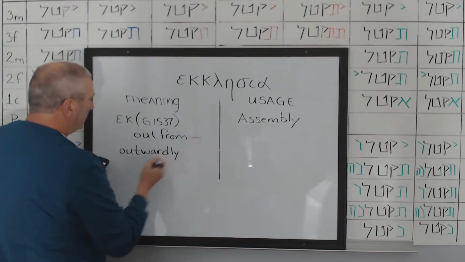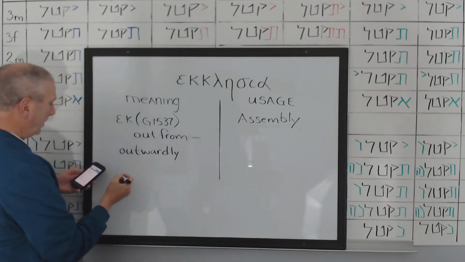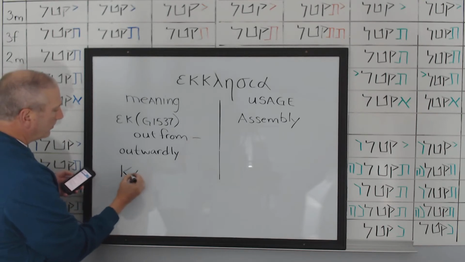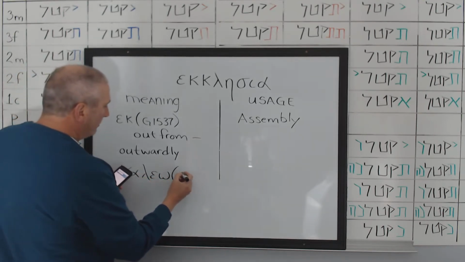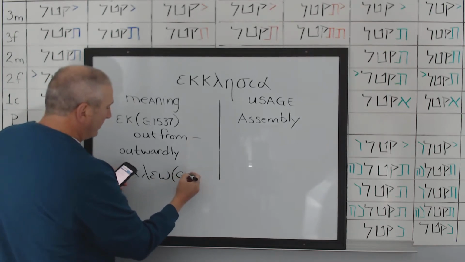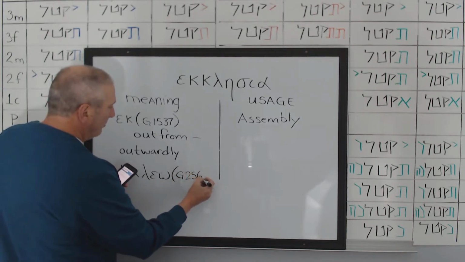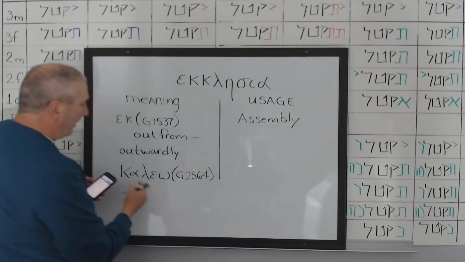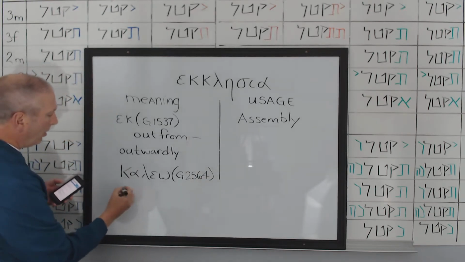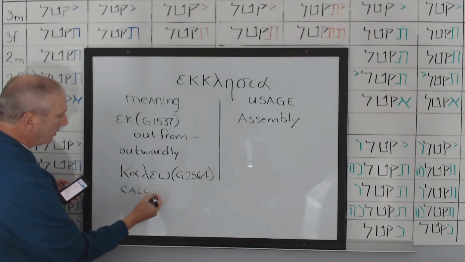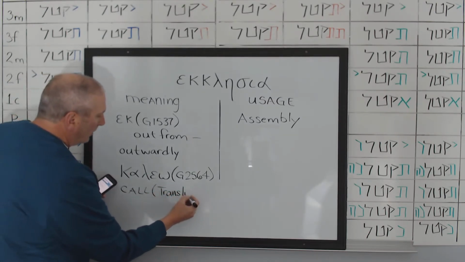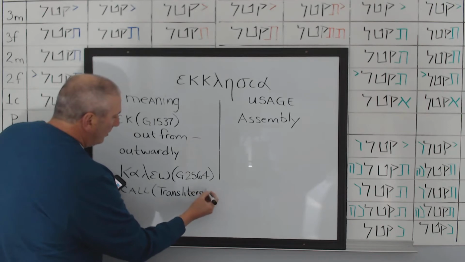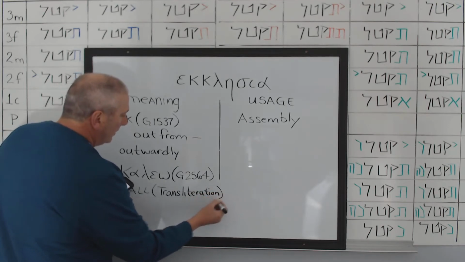And then from kaleo, and then you can just put the number there. That is if you want to actually have a conversation and study with someone and look this up. Now, the thing is, kaleo, call, is actually what we call a transliteration. So that's really not a translation.